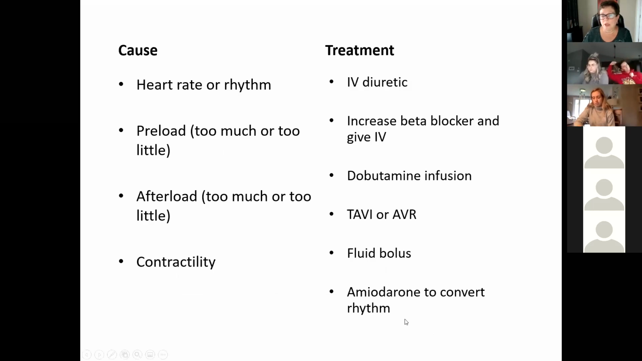Do I need amiodarone to convert the rhythm? God knows, she's probably already had that at a previous admission. I don't need any contractility agents. I definitely don't need a fluid bolus, but I may give a diuretic and consult for a procedure.